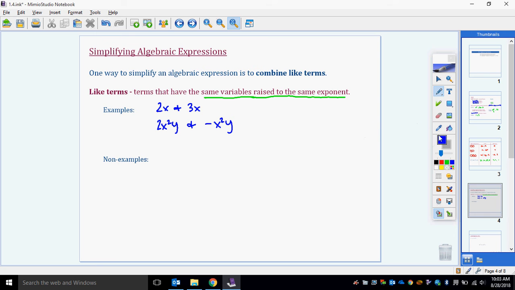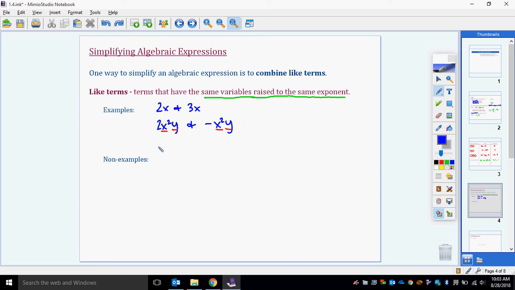So we need to check, do they have the same variables? Yeah, this one has an x, and this is an x. This one has a y and a y. So they have the same variables, but check if those variables are raised to the same exponent. So the x has to be squared. Okay, it's squared in both. And the y has to be raised to this imaginary first power, which we don't need to write. So yes, same variables raised to the same power. It does not matter what the coefficient is. For instance, this is a 2 and this is a -1. As long as the same variables raised to the same exponent.